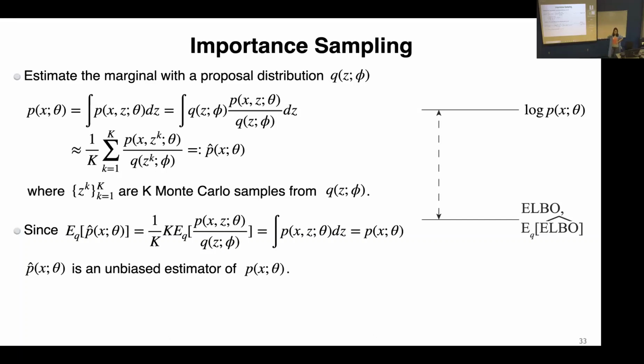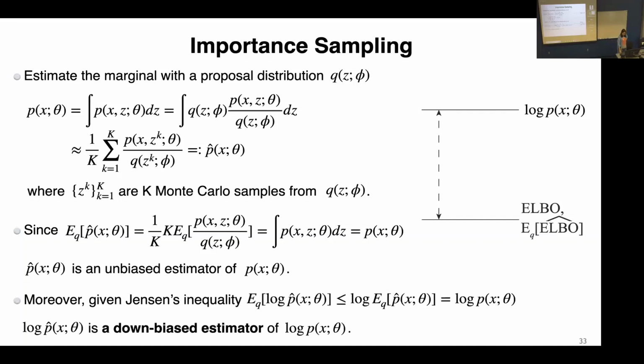Right, hopefully that's also obvious. Which means p hat is unbiased. What about log p hat? The expectation of log p hat is the lower bound of log expectation due to the Jensen inequality, which is log p. So log p hat is actually a down-biased estimator of log p.